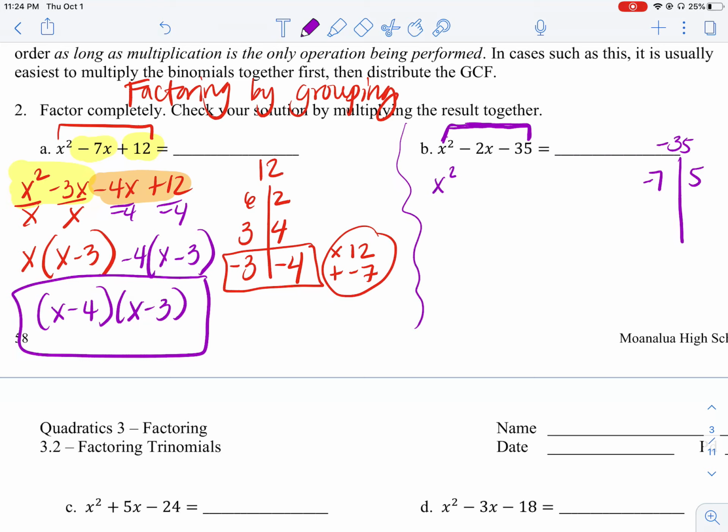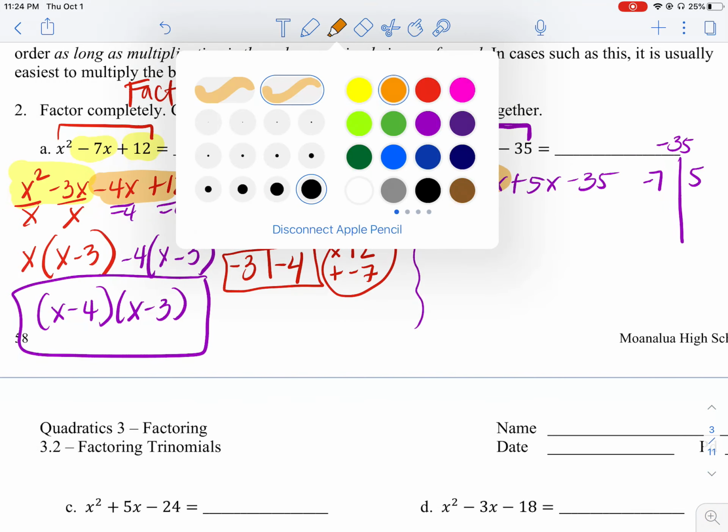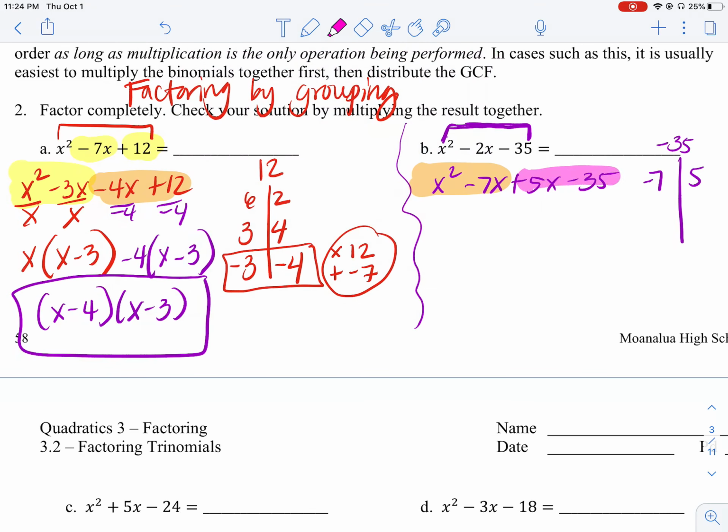So let's put x squared minus 7x plus 5x minus 35. And let's see, is 7x minus 5x negative 2x? All right, that's confirmed. Now I'm going to group them. I'm going to group these two first, and then I'm going to group these two after. So what's common between x squared and negative 7x? Is that x is common? So we have x minus 7.